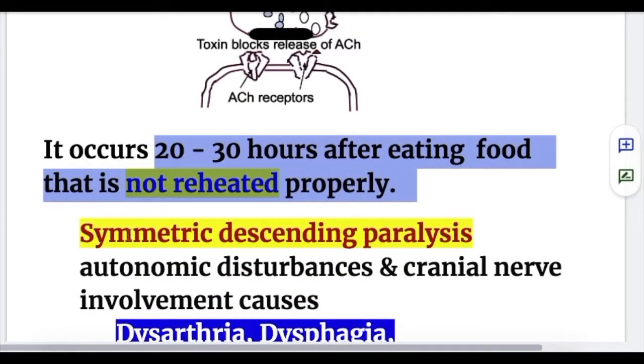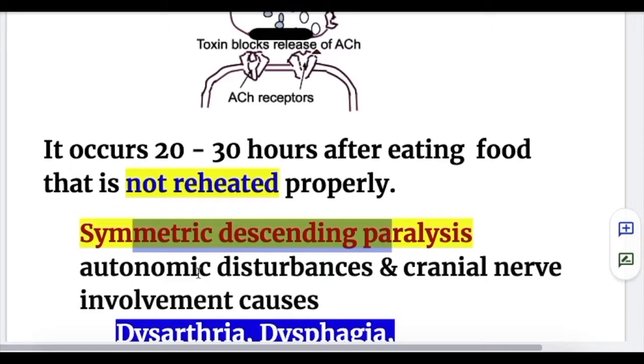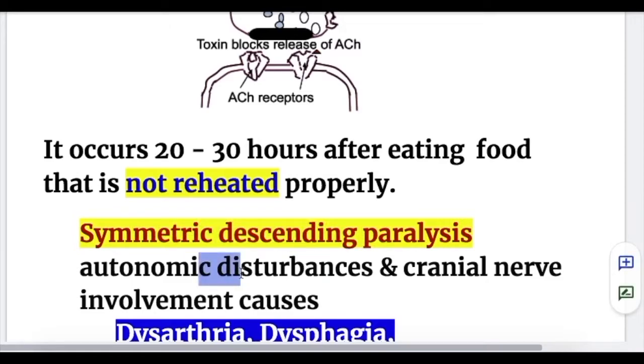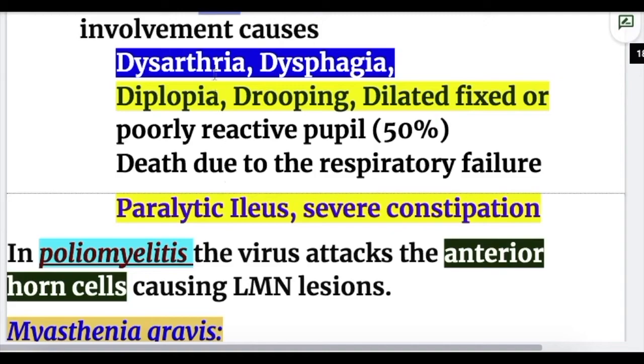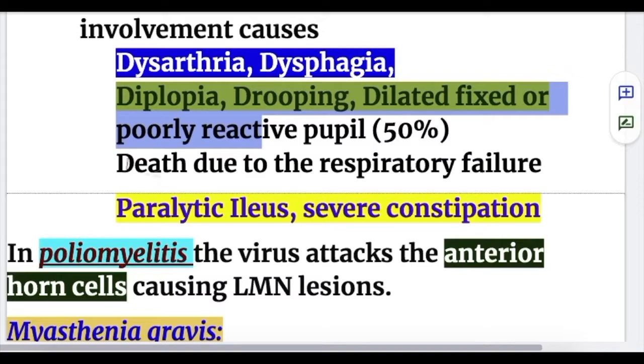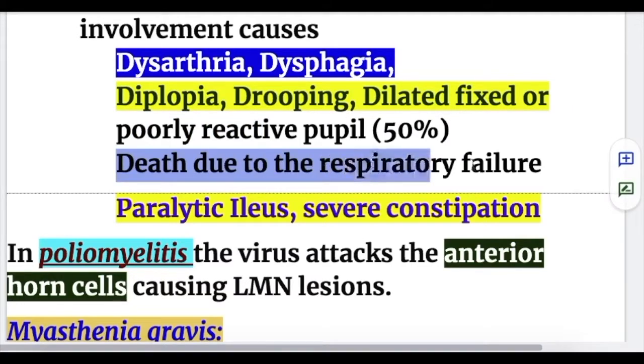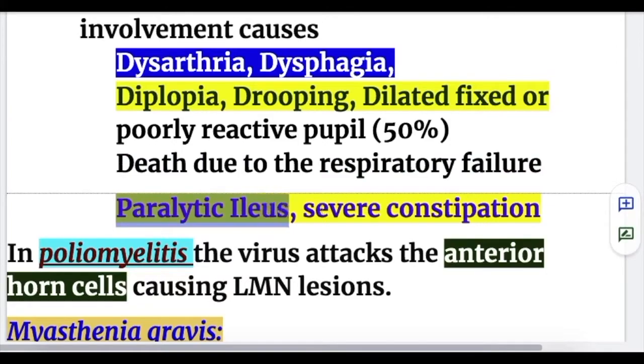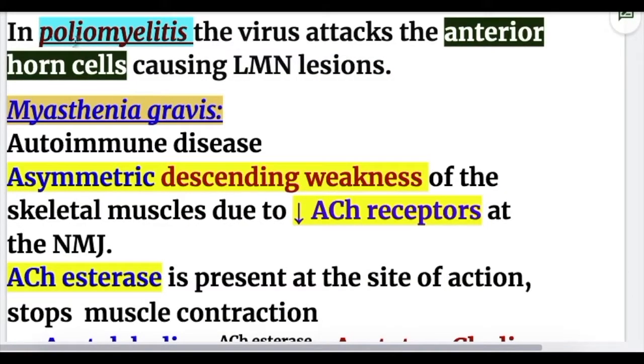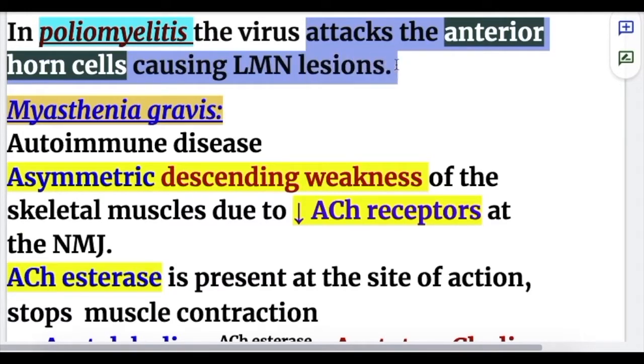So it causes symmetric descending paralysis and autonomic disturbances, and cranial nerve involvement causes dysarthria and dysphagia, and the eye features are diplopia, drooping, and a dilated fixed pupil, which is poorly reactive in 50% of cases, and death due to respiratory failure. Paralytic ileus with severe constipation is also a feature of botulinum. Now the next disorder is poliomyelitis causing lower motor neuron lesion. The virus attacks the anterior horn cell causing lower motor neuron lesion.